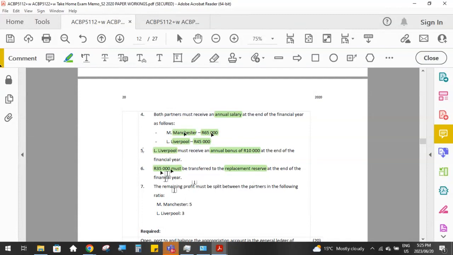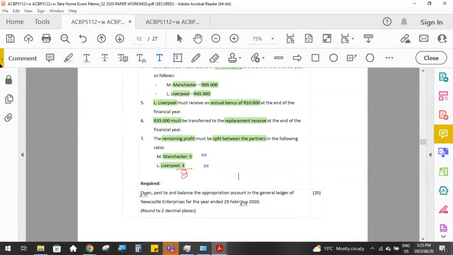And then after doing all of that, the remaining profit is then going to be split between the two partners in the following ratio. Mr. Manchester must get 5 parts and Mr. Liverpool must get 3 parts. So remember, that means there'll be 8 parts in total. So 3 plus 5 equals 8. And when we work their proportion out, Mr. Manchester will get 5/8 of the remaining profit, and Mr. Liverpool will get 3/8 of the remaining profit.